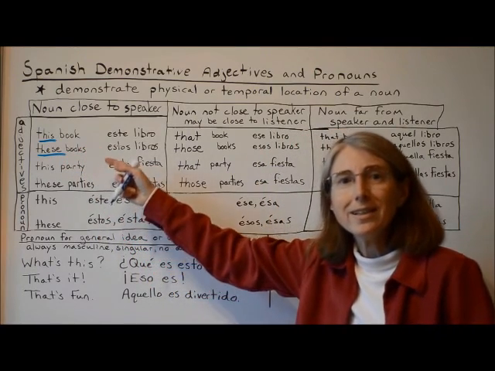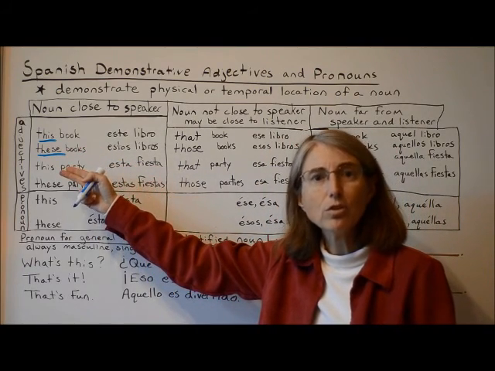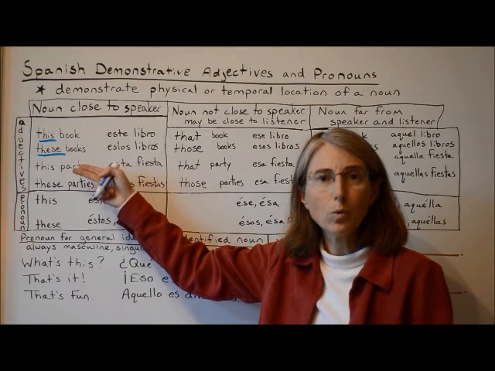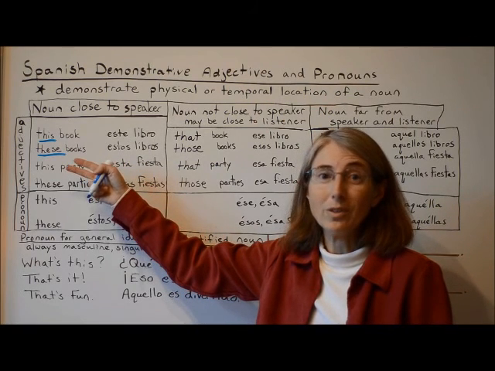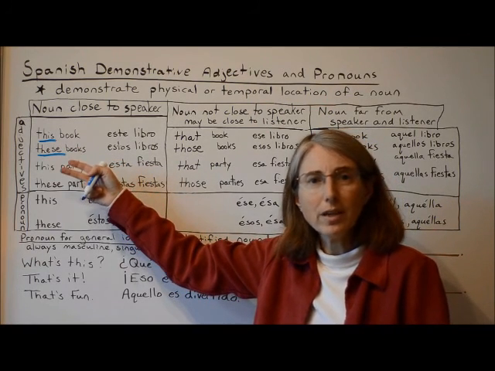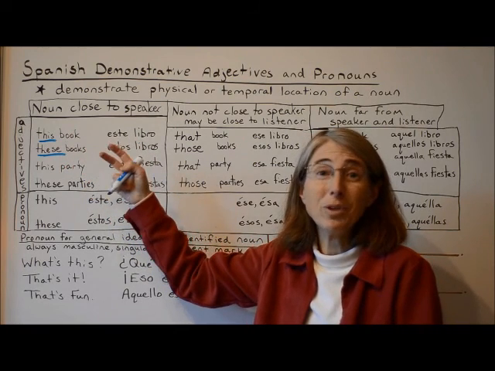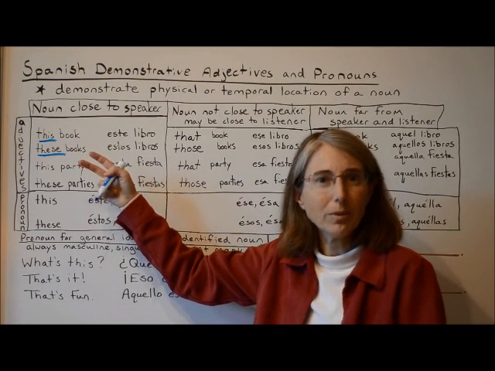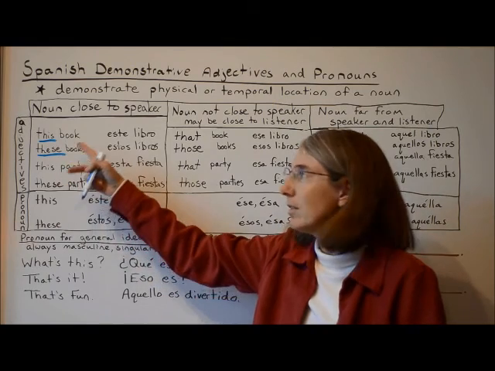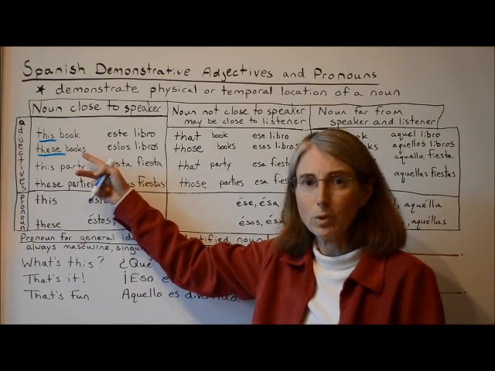And as you can see, this is an adjective that's describing the noun book or books. That's why it's called an adjective. And it's a demonstrative adjective because that's the name we give to the category of adjectives that talk about the location of the noun books or book.